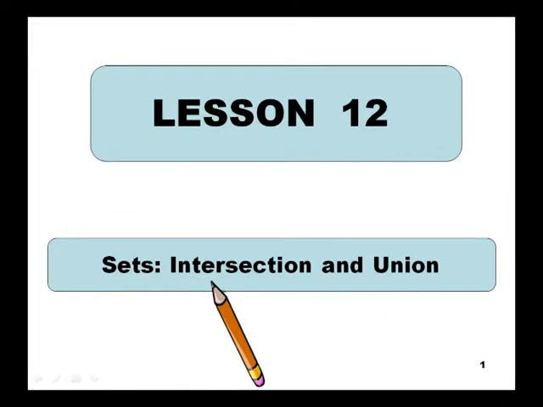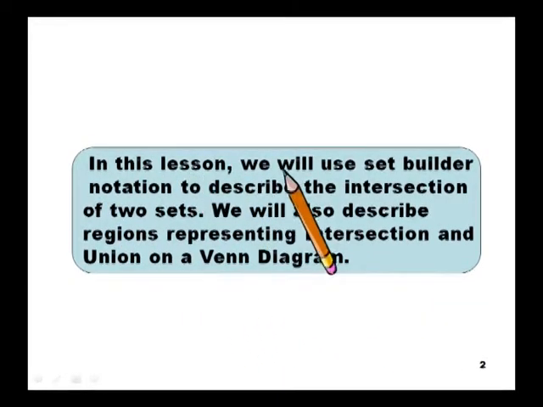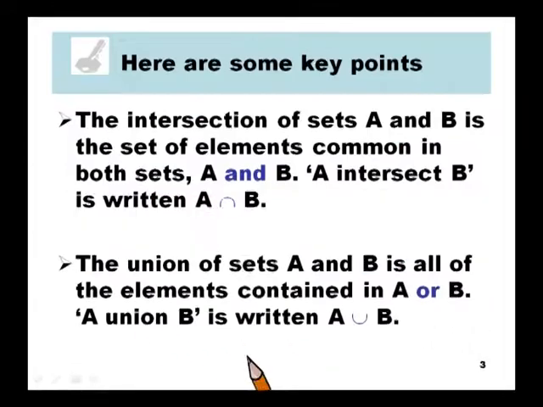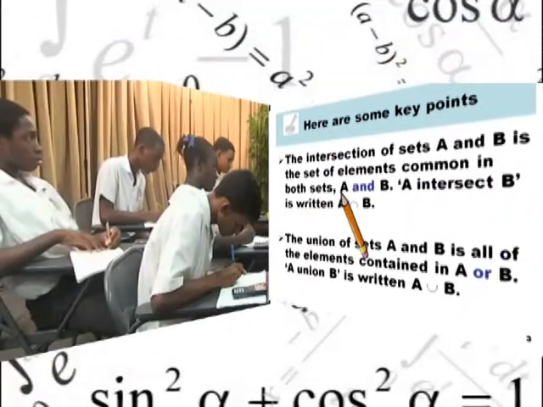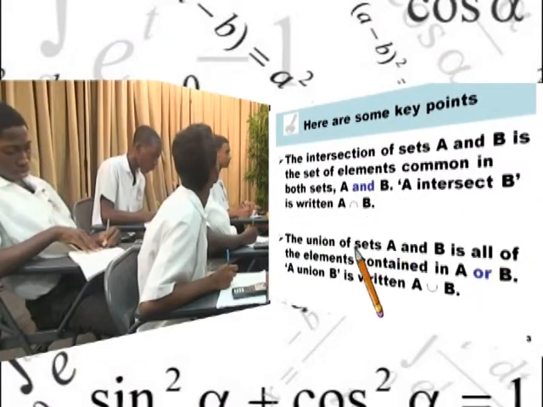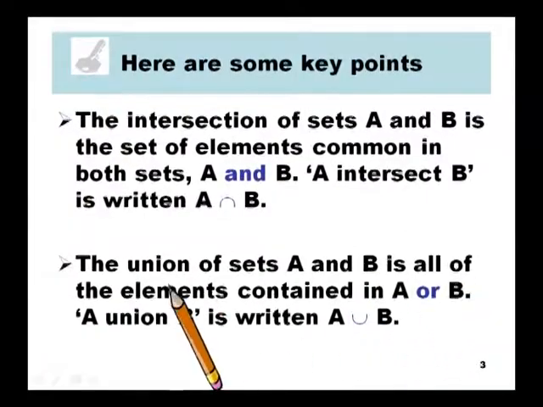Lesson 12. Sets, intersection, and union. In this lesson, we will use set builder notation to describe the intersection of two sets. We will also describe regions representing intersection and union on a Venn diagram. Here are some key points. The intersection of sets A and B is the set of elements common in both sets A and B. A intersect B is written as follows. The union of sets A and B is all of the elements contained in A or B. A union B is written as follows.